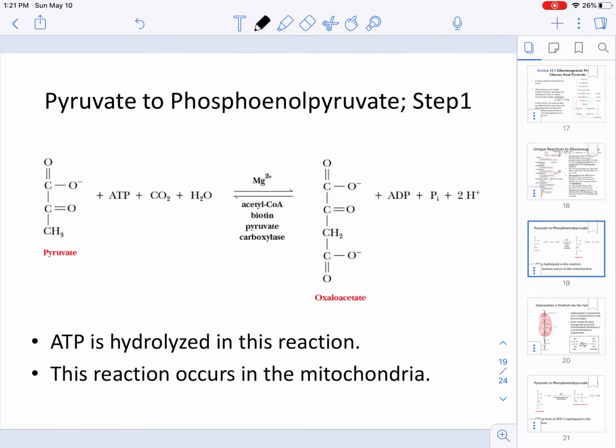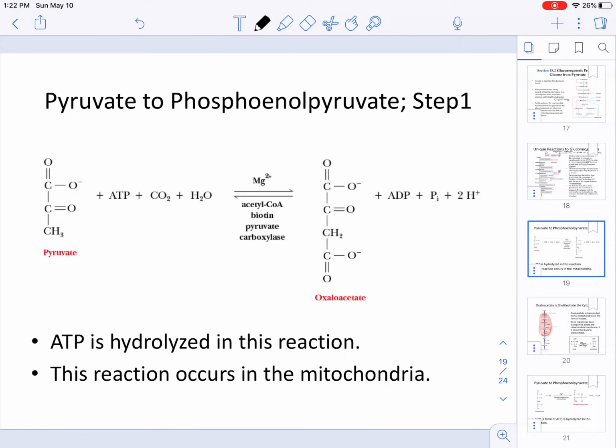So remember, when we are trying to convert pyruvate to phosphoenolpyruvate in the process of gluconeogenesis, there are going to be several steps that we have to go through. So first, pyruvate is going to be converted to oxaloacetate. And as you can see, in this process, ATP is hydrolyzed in this reaction. So the energy that is needed in this endergonic process is going to be coming from the hydrolysis of ATP.